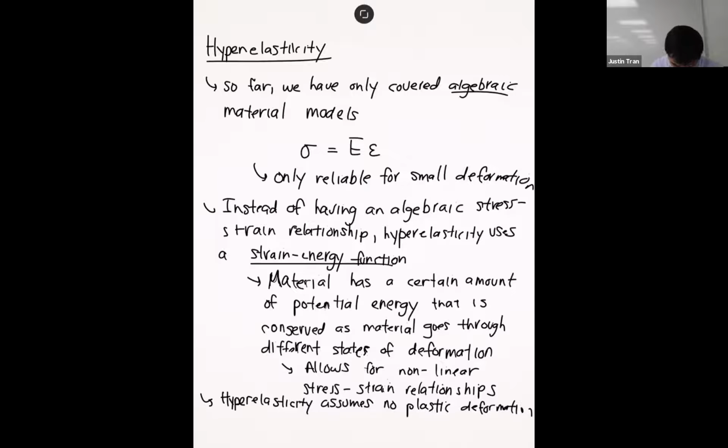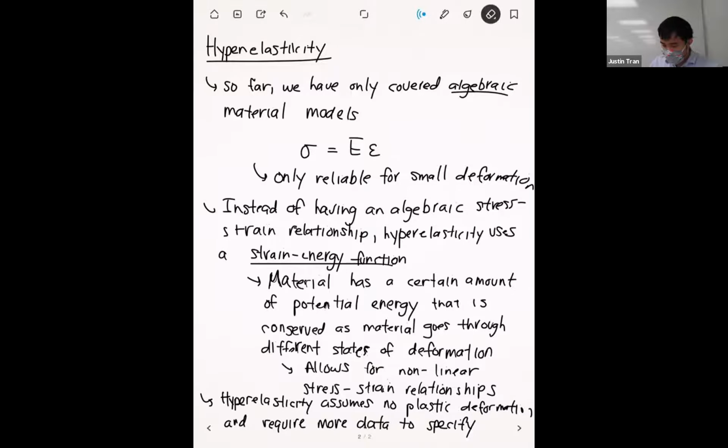Okay, and generally they require more data to specify compared to the algebraic models. And so you can find a lot of hyperelastic models within ANSYS. If you find a new material property, and instead of doing isotropic elasticity you do hyperelasticity, you'll see that there are a lot of parameters available. All right, any questions on this so far?